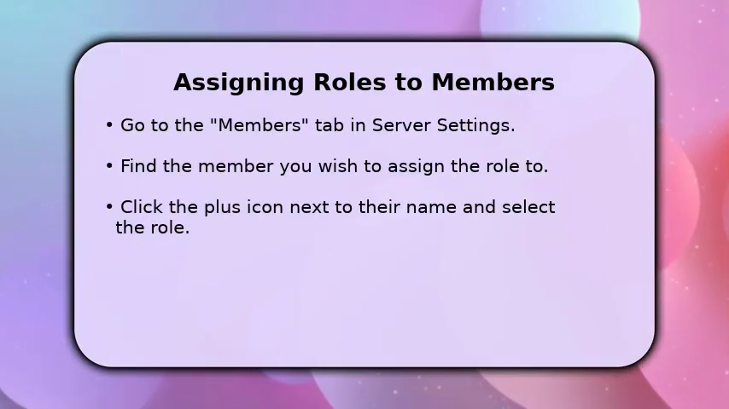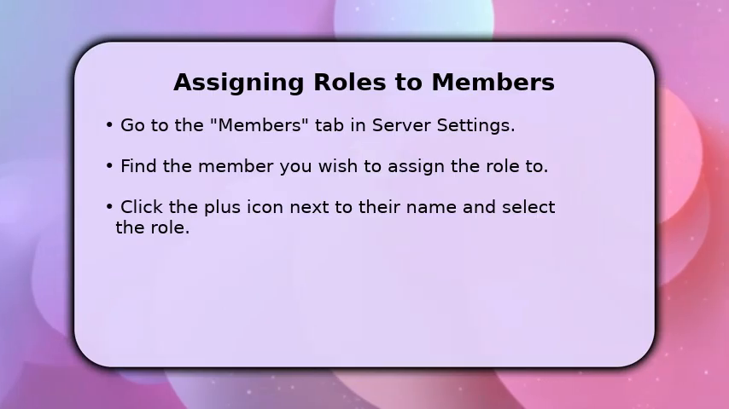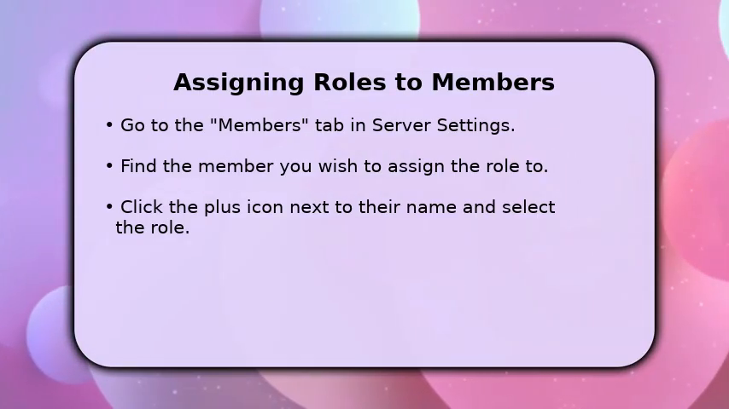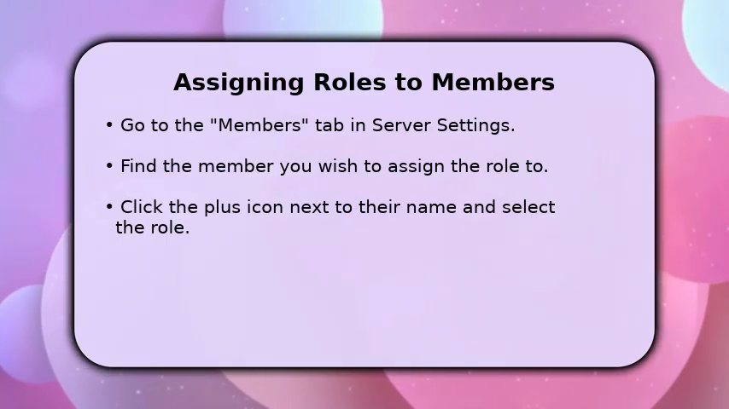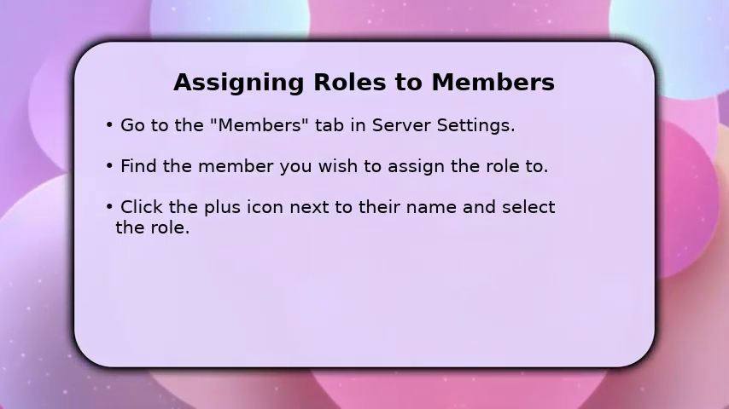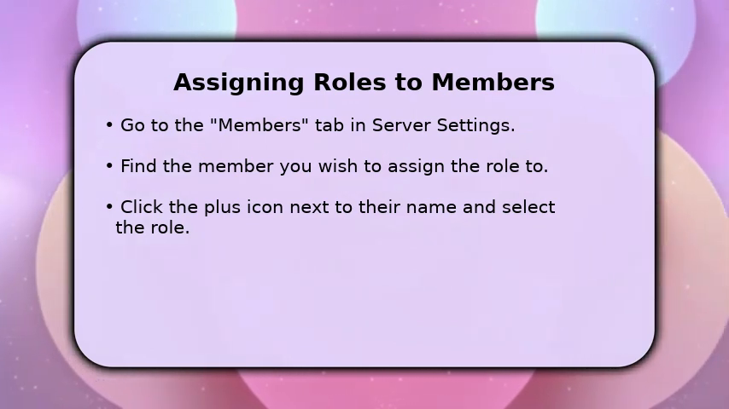Finally, with your roles created and permissions set, you can now assign them to your server members. Navigate back to the Members tab within your server settings. Scroll through your member list or use the search bar to find the specific member you want to assign a role to. Click the plus icon next to their name and a list of your created roles will appear. Select the appropriate role and it will be instantly assigned to that member.